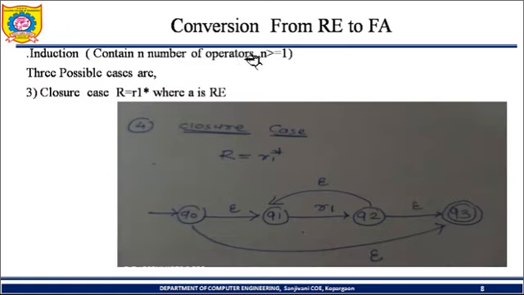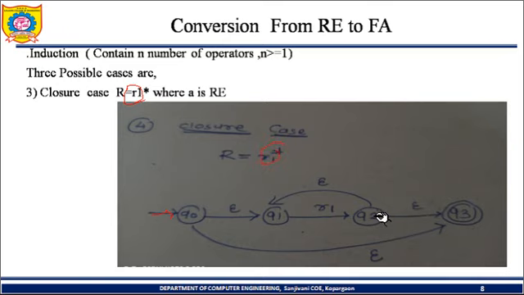Now the third possible induction rule is closure, that is R is equal to R1 star. We want to take its star closure, so how do we convert this type of regular expression into an epsilon-NFA? Here you can see R is equal to R1 star. Q0 is the initial state. After accepting epsilon we are in Q1, after accepting R1, the given regular expression, we are in Q2, and as there is a star, we have to repeat this part n number of times.